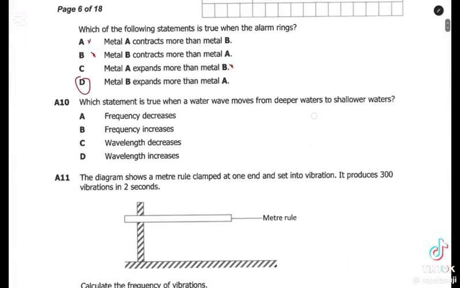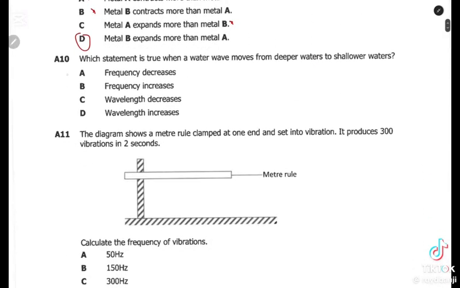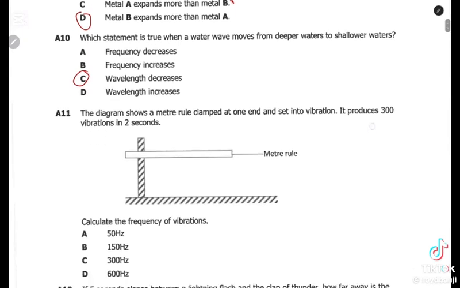Then question 10: which statement is true when water waves move from deeper water to shallow water? The statement that is true here is that the wavelength decreases. Therefore, the answer on question 10 is C: the wavelength decreases.